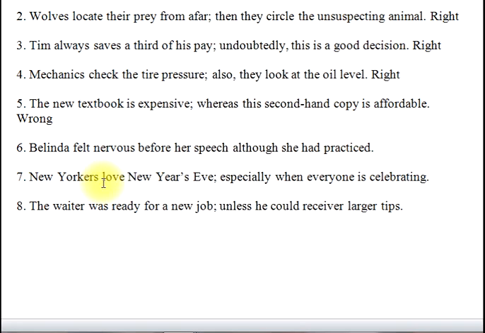New Yorkers love New Year's Eve, especially when everyone is celebrating. Especially is an adverb. You can see that right there. So we don't have to consider that when we're thinking about the patterns. In fact, I'm just going to erase it for right now. Well, when I do that, it takes away part of the meaning, doesn't it? So I'll leave that in. But I want you to remember that it is in fact an adverb. Here is your conjunction.